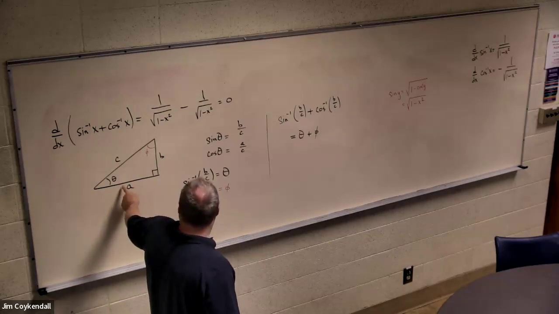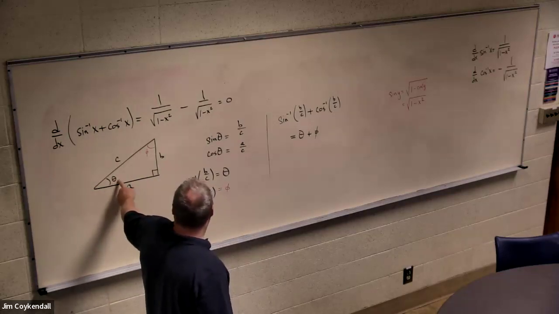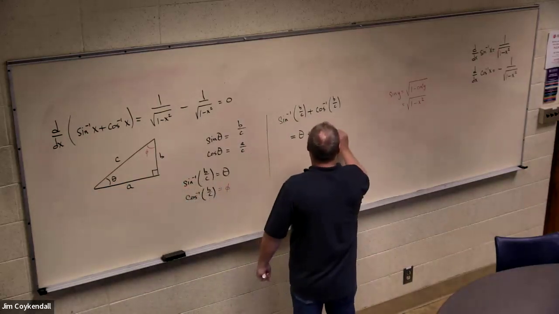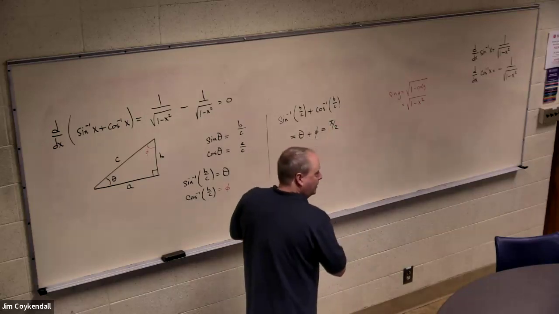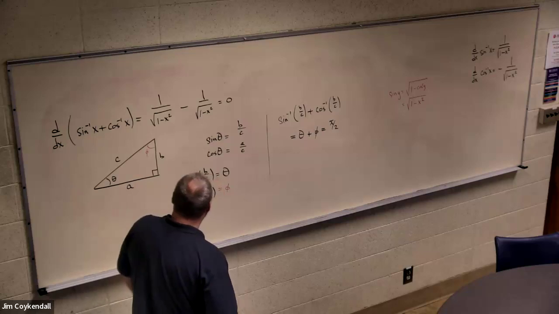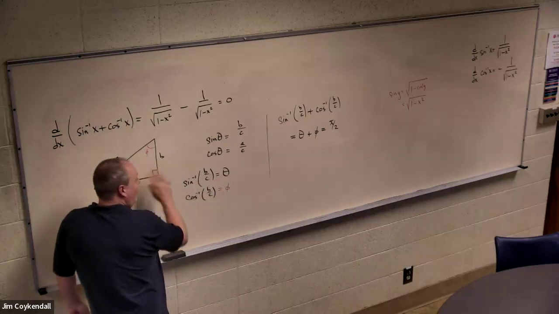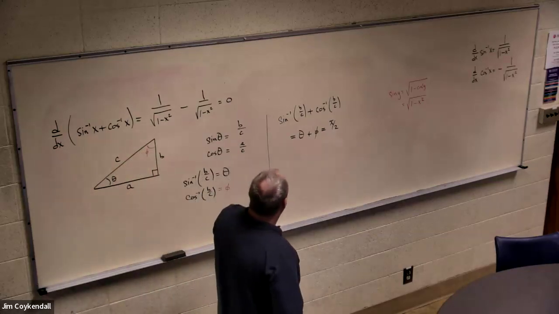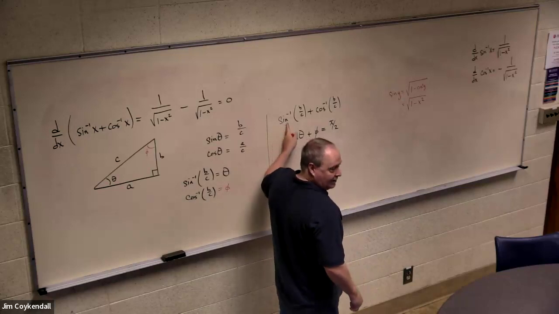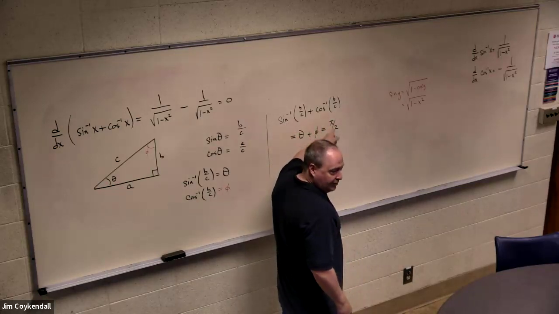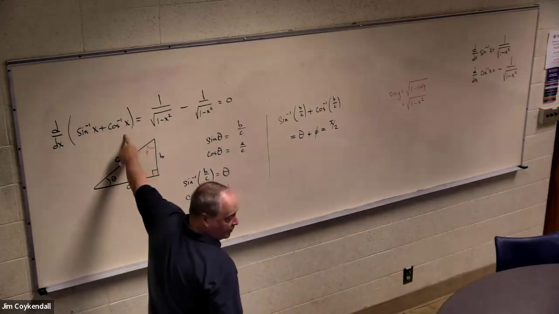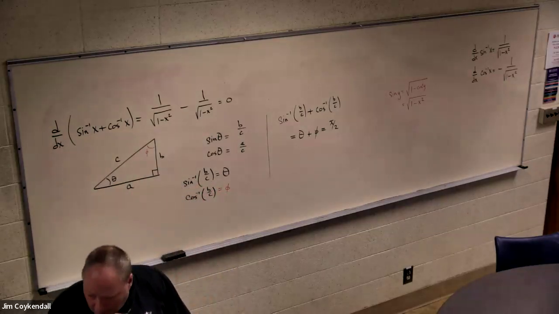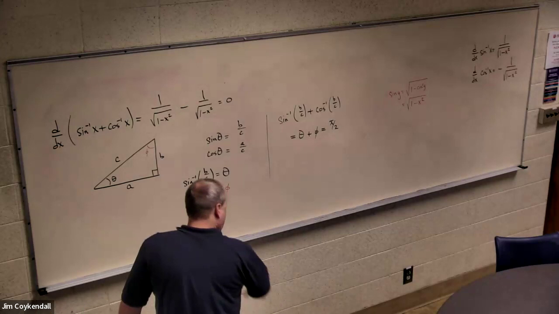It doesn't matter what theta and phi are individually, they always add up, because the three angles have to add up to pi, and this is a right triangle. This could be big or small, but the sum of those two is always pi over two. So notice in this case, the inverse sine of this plus the inverse cosine of the same thing is always pi over two. So no wonder I got a zero derivative, because I took the derivative of pi over two. Okay, any questions?